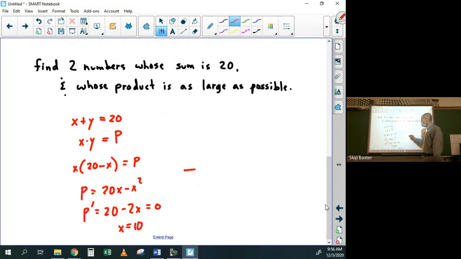You do a little first derivative chart. You know x has to be somewhere between 0 and 20. If the numbers add up to 20, let's assume they're positive. I didn't write that, but assume they're positive. At 10, you do a little first derivative chart, and you can see that it's positive and negative there, so it's a max at 10. So the numbers are 10 and 10. That one wasn't that hard.